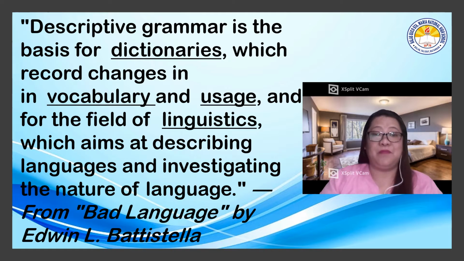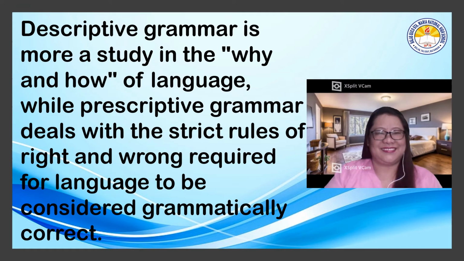According to Edwin L. Battistella, in his writing about bad language, descriptive grammar is the basis for dictionaries, which record changes in vocabulary and usage, and for the field of linguistics, which aims at describing languages and investigating the nature of language. Descriptive grammar is more a study in the why and how of language, while prescriptive grammar deals with the strict rules of right and wrong required for language to be considered grammatically correct.